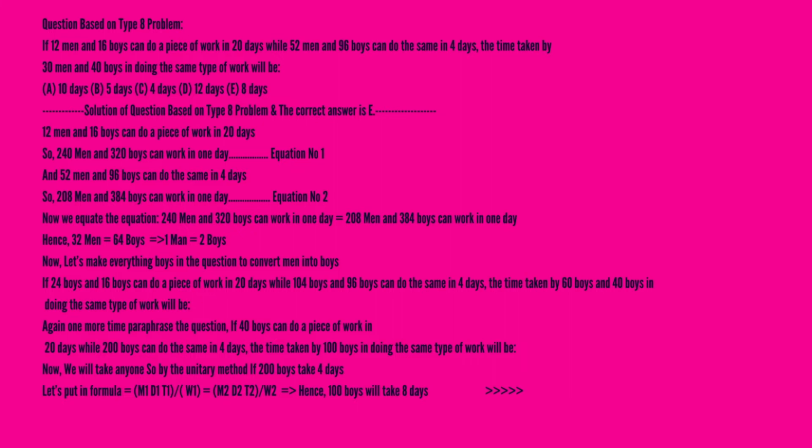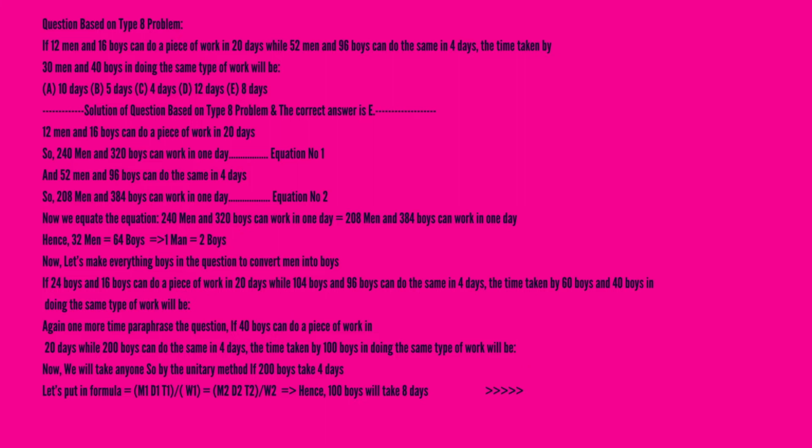So here you can see that we have reached equation number 1 and equation number 2. Now what we are going to do is equate the equations. So we can say 240 men and 320 boys can do the work in one day, which is equal to 208 men and 384 boys can do the work in one day.